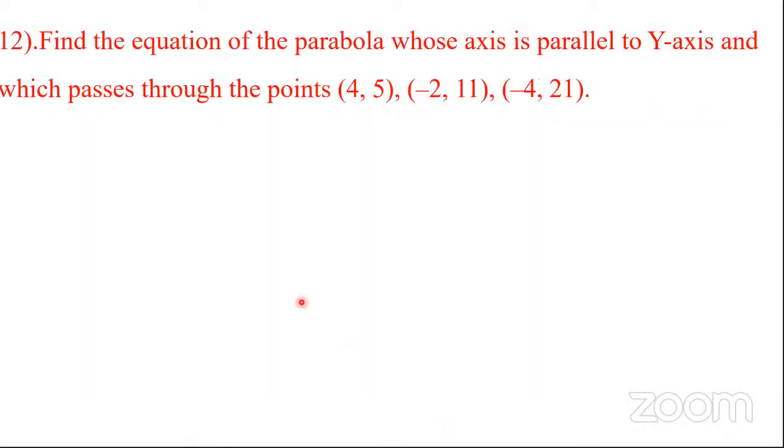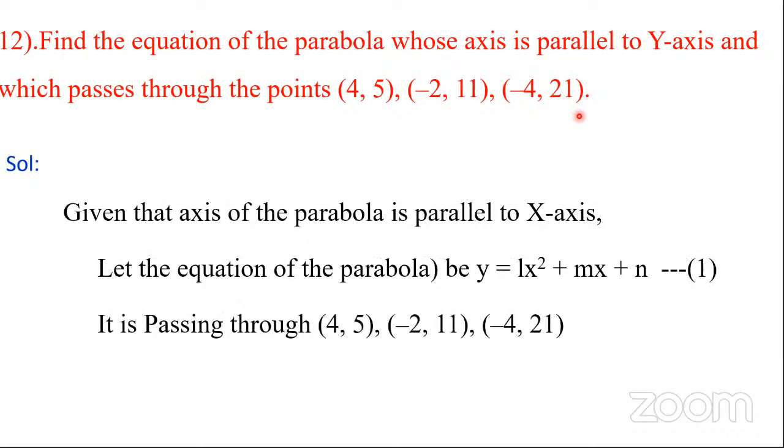Now, the same kind of question, but the axis is parallel to y-axis is the concept, children. Let us read the question thoroughly. Find the equation of the parabola whose axis is parallel to y-axis and which passes through the points (4, 5), (-2, 11) and (-4, 21). Now, axis will be parallel to y-axis. That should be remembered, children.